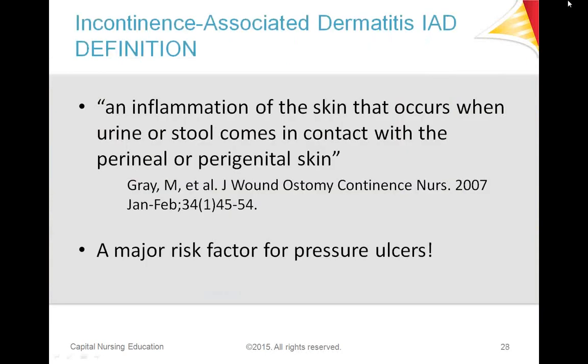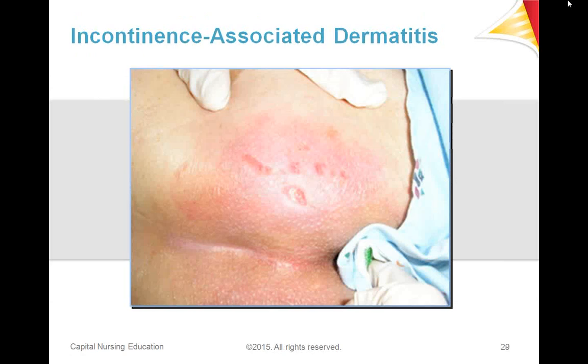So let's talk about the definition for incontinence associated dermatitis. It's an inflammation of the skin that occurs when urine or stool comes in contact with the perineal or the perigenital area. And this is according to Dr. Michael Gray. That's a fairly recent definition. It's a major risk factor for pressure ulcers anytime the skin is broken in the perineal, sacral, or coccygeal area. We know that the incidence of pressure ulcers increases following these episodes.